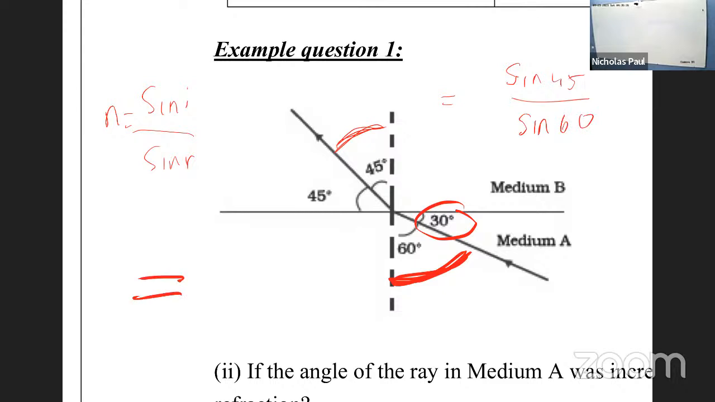With the calculator. Okay, now change it. I got it from medium B to medium A. How much? 0.8. Anybody have that? 0.8? Yeah?